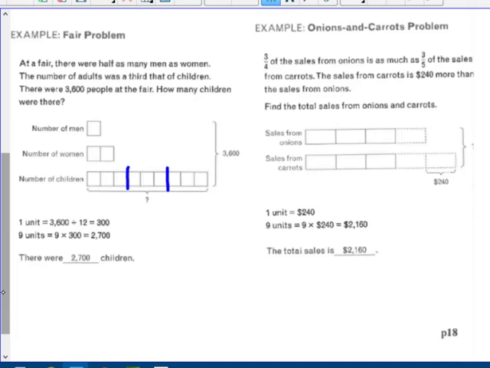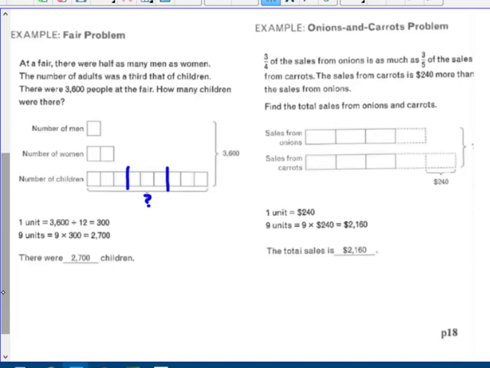Altogether, there were 3,600 people at the fair. How many children, see the question mark here, how many children were at the fair? So there are a total in our picture of 12 bars. 1 unit would be 3,600 divided by 12, which is 300. So the children represent 9 of them. 9 times 300 would be 2,700 children. There were 2,700 children at the fair.